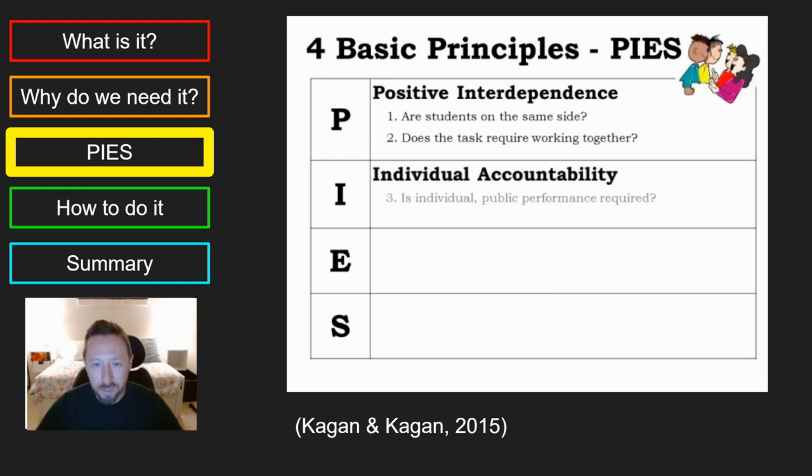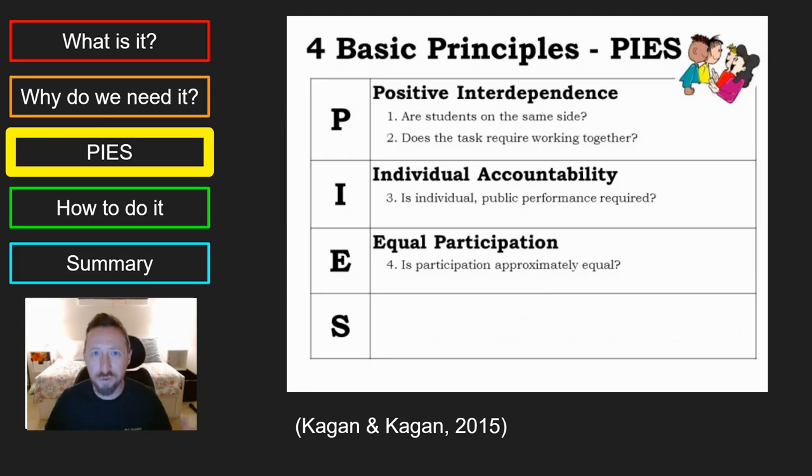I stands for individual accountability. This is where some sort of individual or public performance is required. So how are we structuring the lab to ensure that one individual in that group is being held accountable, that they have to perform in some way, shape, or form? Is there equal participation in the lab, right? Are students participating equally? How do we do that?